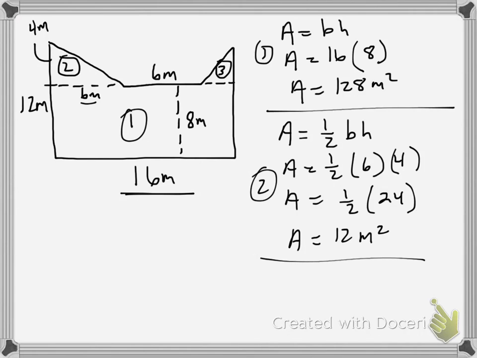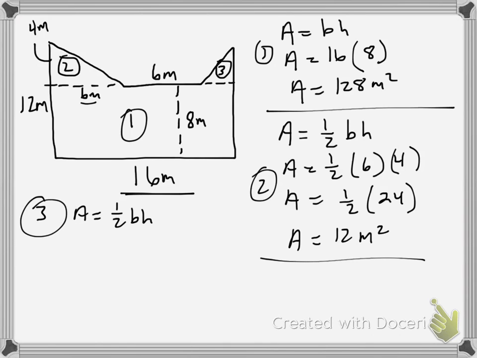So area of shape number 3. This is also a triangle, so I can start out with my area of a triangle formula. I don't have a whole lot given here. In fact, if I look at this triangle, there's nothing given. I don't have a base, and I don't have a height. But I'll tell you, there's enough information here to figure it out.